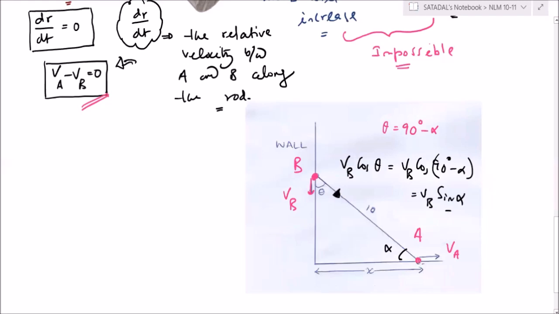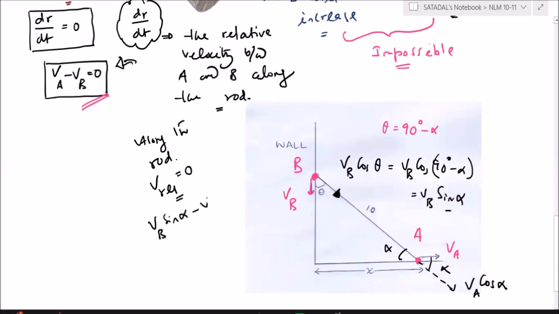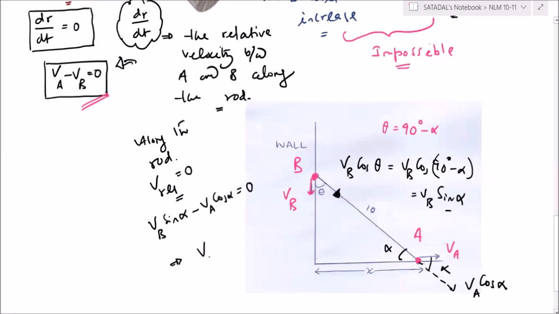And similar thing for VA. If this is alpha, this is also alpha. So what is the component of VA along the rod? That is VA cos alpha. Concept was, along the rod, V relative was 0. So can I write VB sin alpha minus VA cos alpha is equal to 0? Equation done. In one line it is completed.